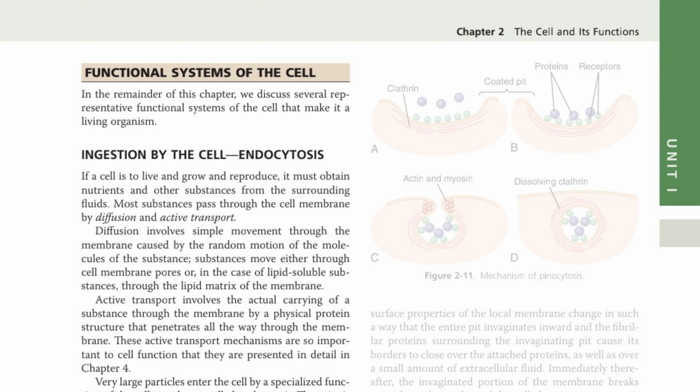Most substances pass through the cell membrane by diffusion and active transport. Diffusion involves simple movement through the membrane caused by the random motion of the molecules of the substance. Substances move either through cell membrane pores or, in the case of lipid-soluble substances, through the lipid matrix of the membrane. Active transport involves the actual carrying of a substance through the membrane by a physical protein structure that penetrates all the way through the membrane. These active transport mechanisms are so important to cell function that they are presented in detail in Chapter 4.